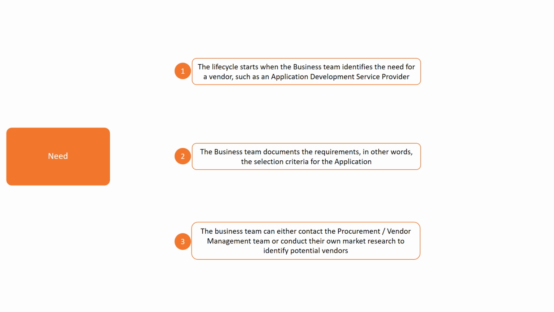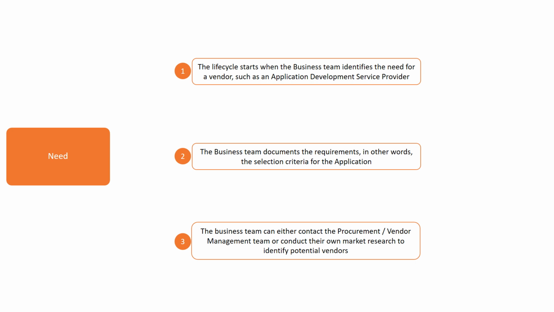The business team documents the requirements, including the type of application, the features needed, and its overall purpose. These requirements can also serve as selection criteria for evaluating existing market solutions or deciding whether a new application needs to be developed. For this video, let's assume the business team is considering an existing application, available in market.